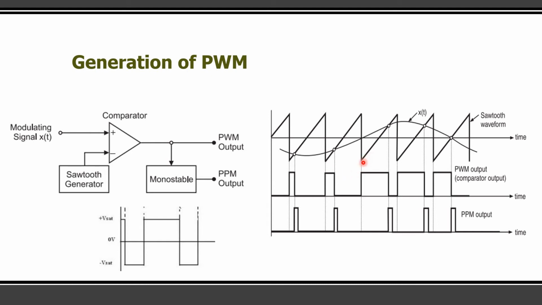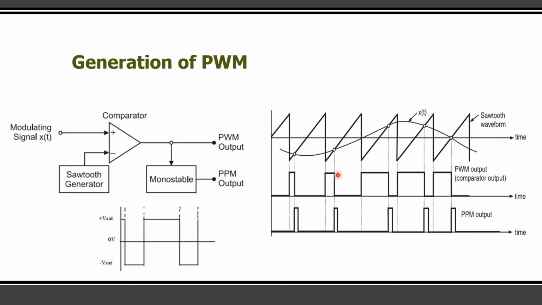Now you can see in the third pulse, from this point to this point, we are getting the positive saturation because the message signal amplitude is higher compared with the sawtooth. After this point, the sawtooth waveform amplitude is higher compared with the message signal, so we are getting the negative saturation. So the width of the pulse varies depending on the amplitude of the message signal. During the third pulse, the amplitude of the message signal is more, so we get the highest width compared with all other pulses.